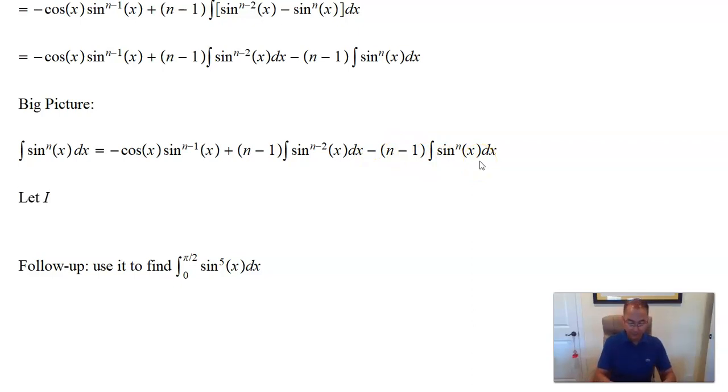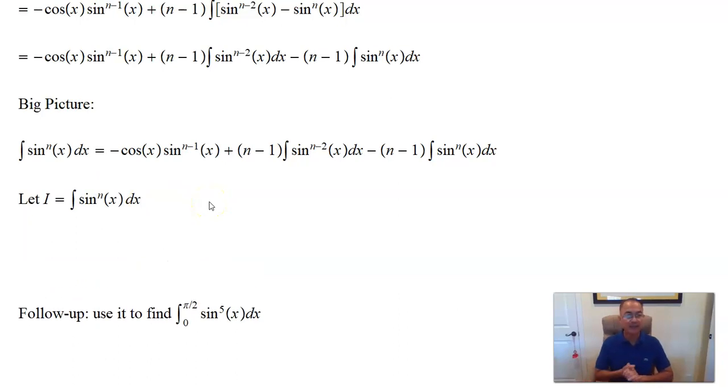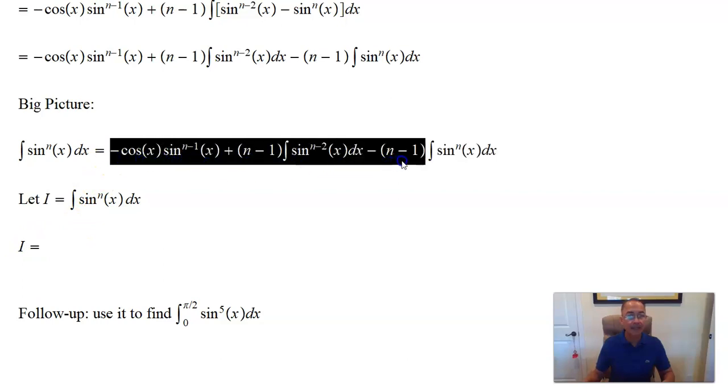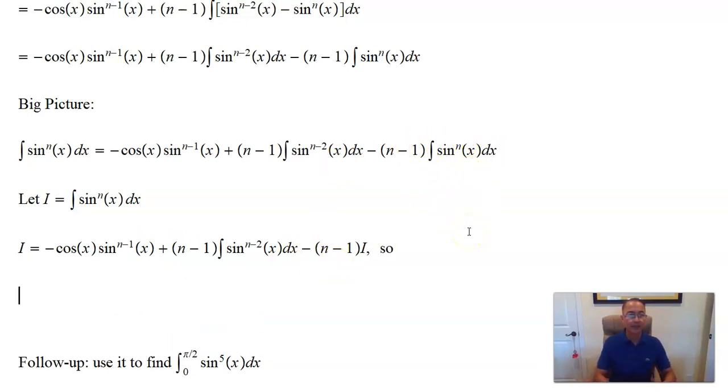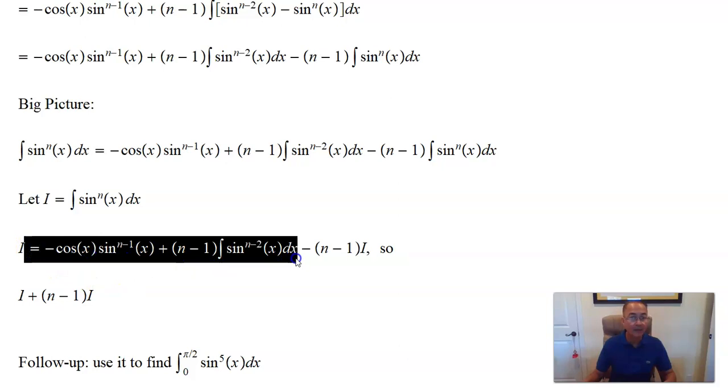So let I be, let's put in all the steps, just so you won't get lost once I ask you to do a problem. Left side is I, and on the right side we have this minus n minus 1 I. This is also I. All right, so we can move the term on the right to the left. I plus n minus 1 I will be all this stuff.